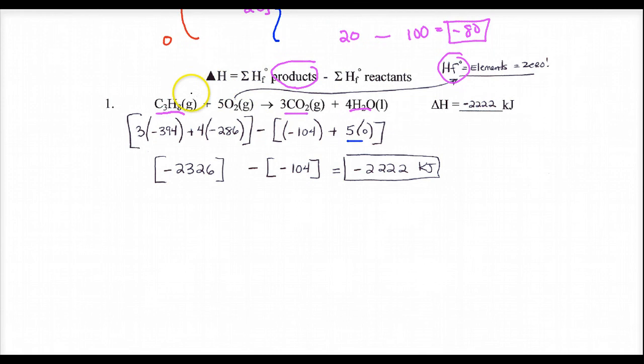So when we do the work, we look up the propane. We see it's negative 104. There's only 1 mole of it, so I don't multiply it by anything. This is already an elemental state. That's why it's 0.